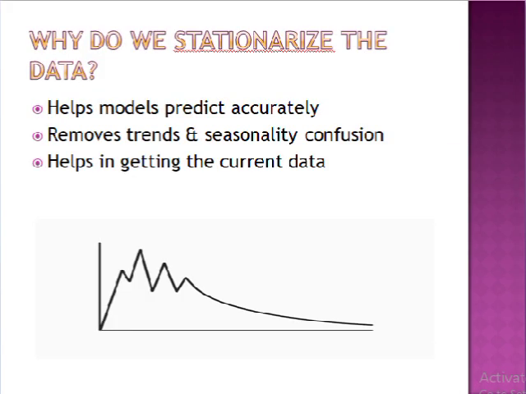The next question you might raise is, why do we stationarize the data? Because it helps the models to predict accurately, removes trend and seasonality confusions, and helps in getting the current data. Basically, time series analysis also loves consistency, and trends and seasonality suddenly spike and confuse them.